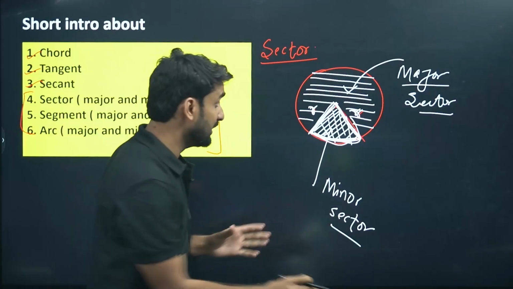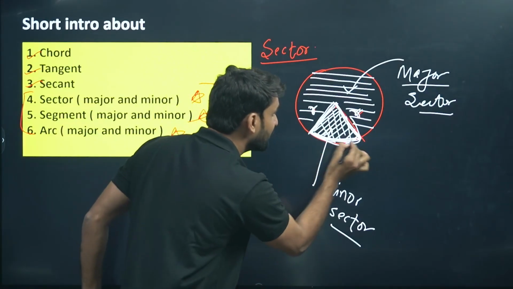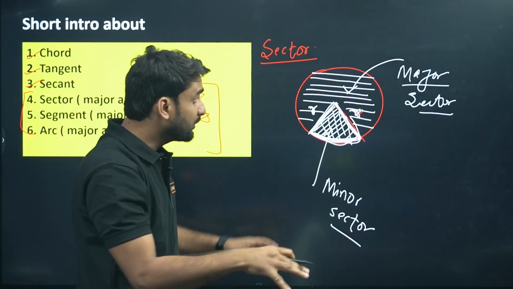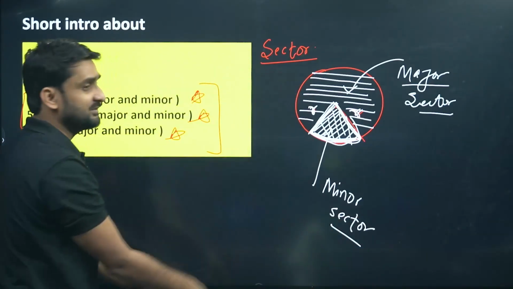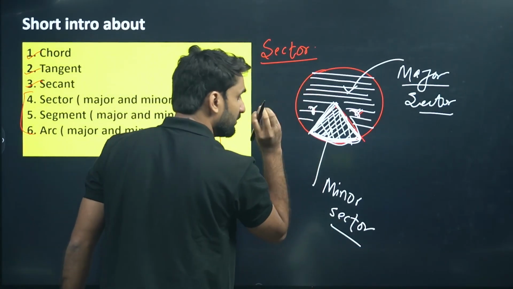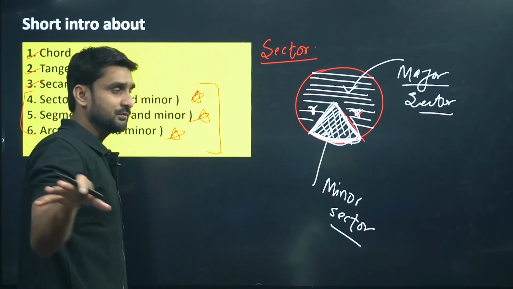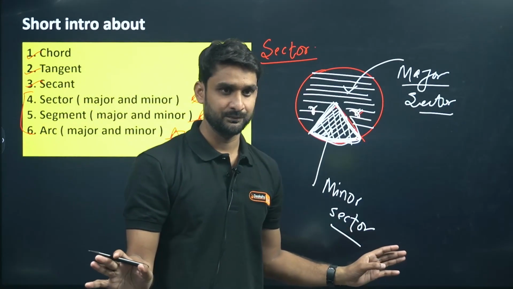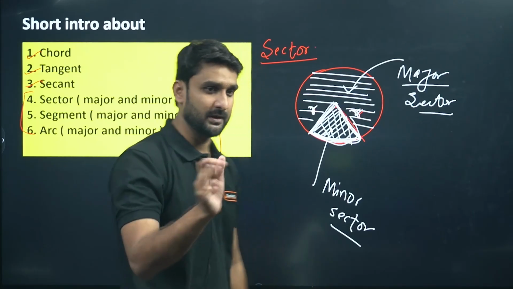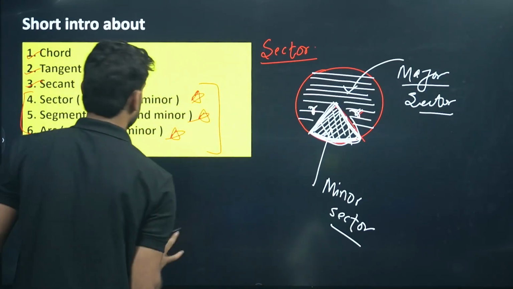We are going to calculate the area of this sector and the length of the arc we drew. We are going to do so many numericals. We are going to operate these terms. We are going to work on sector in depth. So I'm just giving you a short introduction of sector here. We will discuss later on, okay? So this is basically sector.